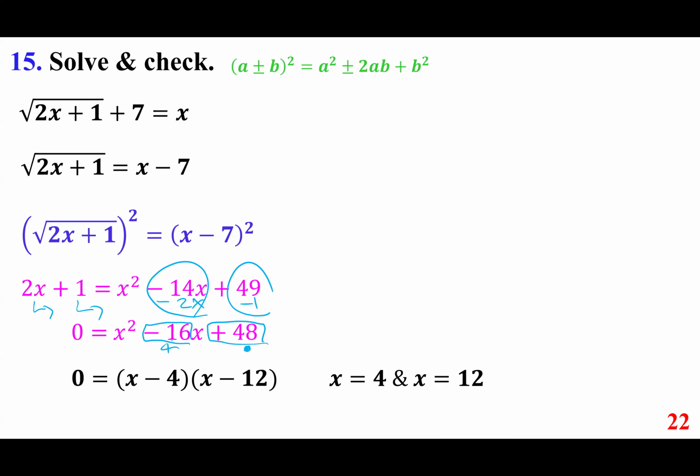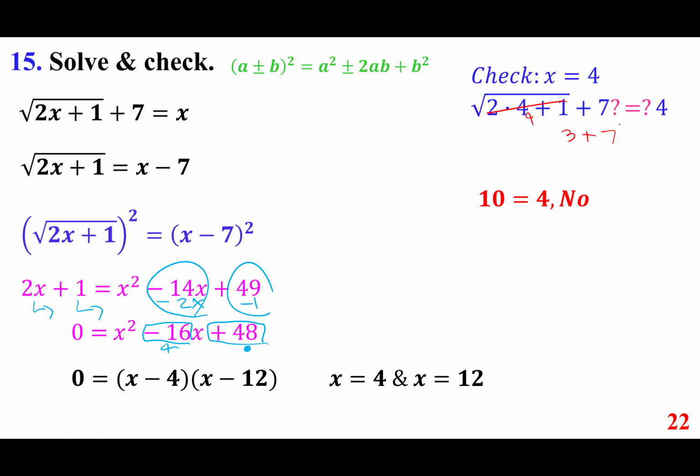Well, we have to check whenever we raise it to a power, especially if we raise it to a power of an even number. So we will check only with the original equation. I'm going to put number 4 and see what happens, and then I'm going to put number 12. So 2 times 4 is 8, and 1 is 9. The square root comes out as 3, plus 7, 10 equals 4? No. X equals 4 is out.